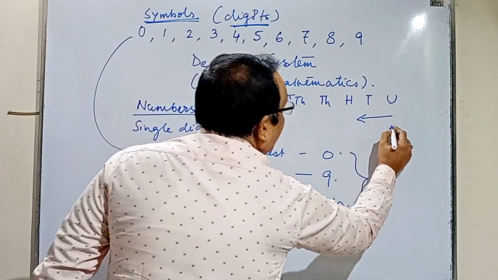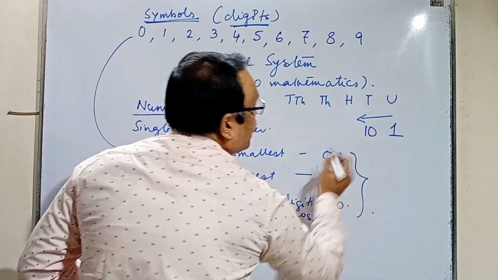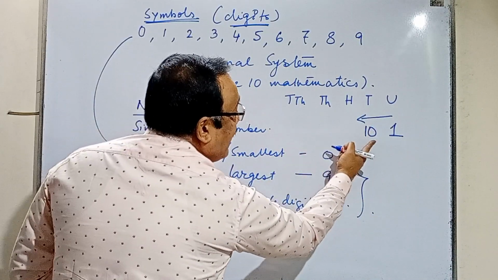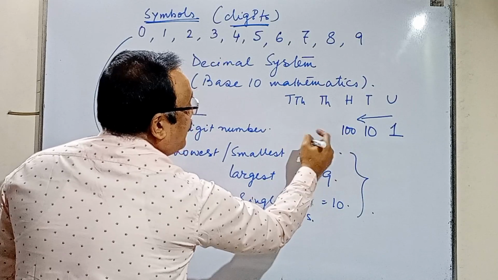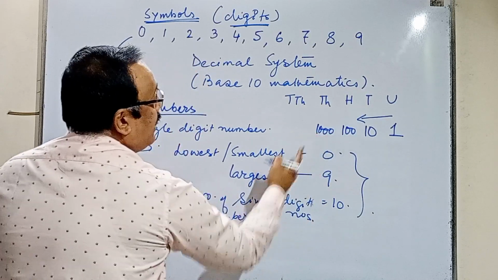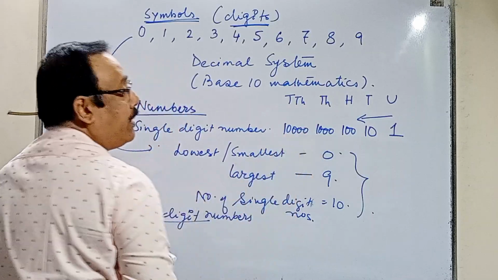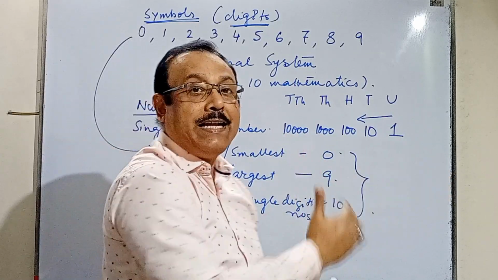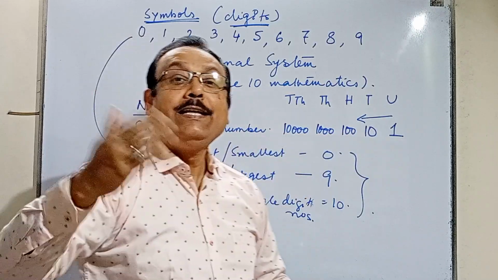That means the unit place's value is 1. The next will be 10 times that, so the place value of this one is 10. This will be 10 times of this, so this will be 100. For 1000, this will be 10 times of 100, so this will be 1000. For this one, 10,000 means 10 times of this, so this will be 10,000 and so on. So as we go from the right to the left, the place value of these positions keeps on increasing.